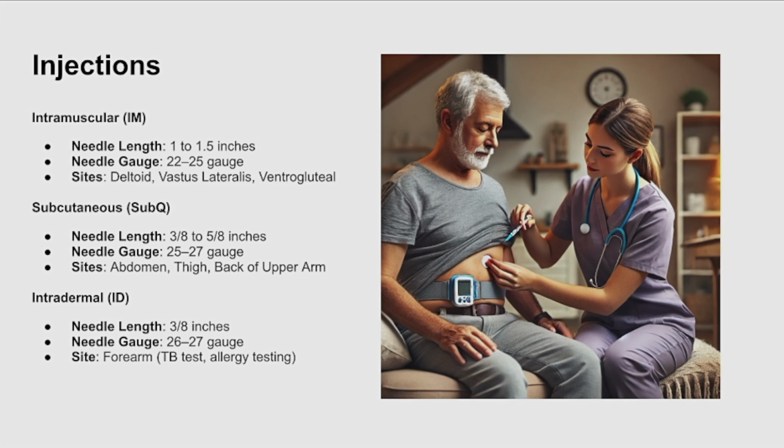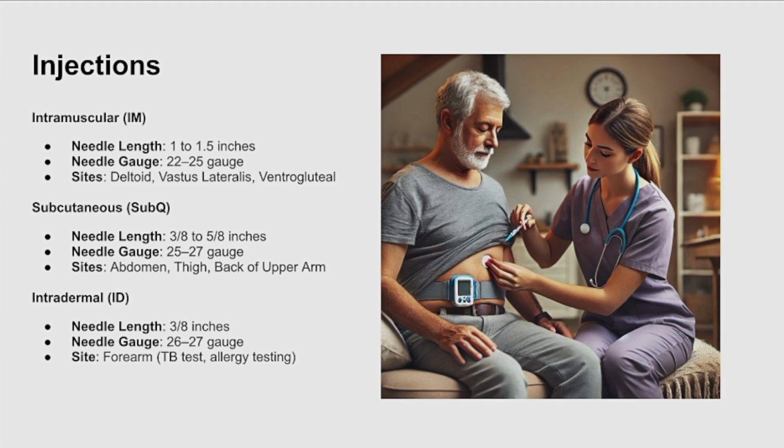Injections. So we have three important injections: intramuscular, subcutaneous, and intradermal. I would recommend you guys remember these abbreviations because these are universal. This is how we know which route that is going. So we have the needle length and the needle gauge. The needle gauge is going to tell you the size of the hole of the needle. So a higher gauge number means the needle is thinner. And then the needle length is just telling you how long the needle is.